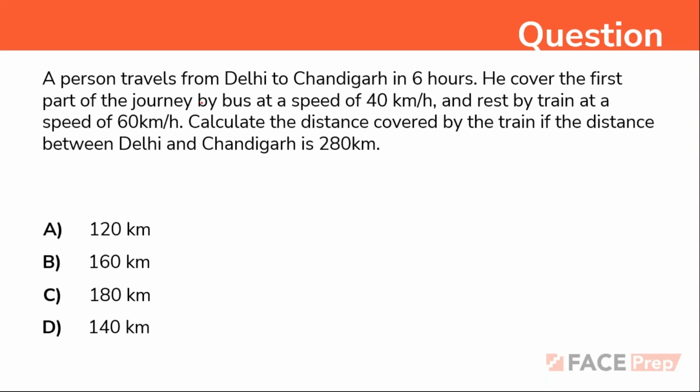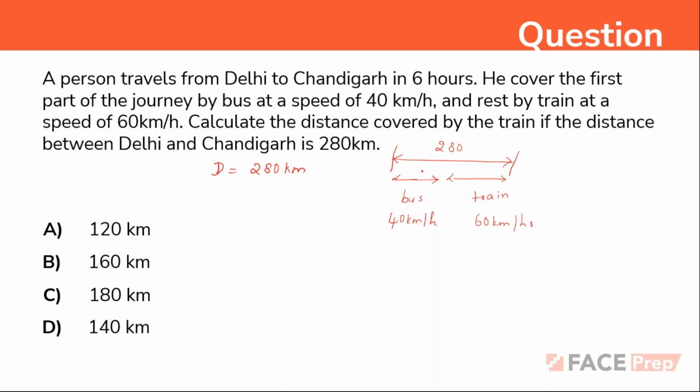So, what about the total distance? The total distance is 280 kilometer between Delhi and Chandigarh. Now, what I need to find is the distance covered by the train alone, because the first part of the journey is covered by bus. So totally I'm having 280 kilometer. In this 280 kilometer, the first part is covered by bus at a speed of 40 kilometer per hour, and the next part is covered by train at a speed of 60 kilometer per hour. Now, I just know the total distance. I don't know the distance covered by bus and train separately. They have just mentioned first part of the journey, right?